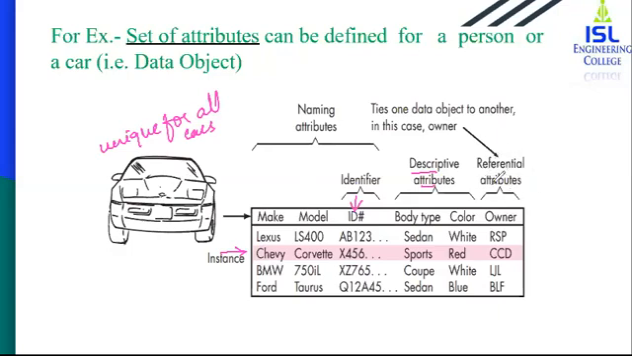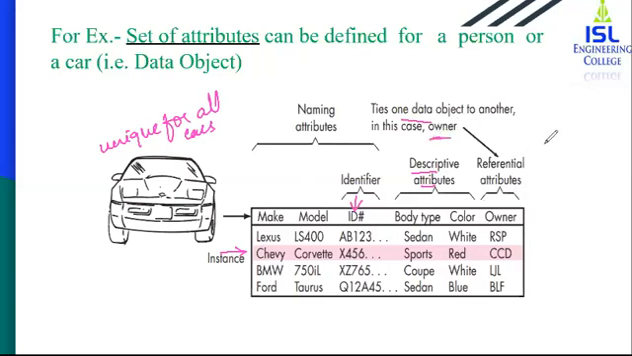Now these referential attributes, you can take from another table. You can have another table that has all the owners for the different models of the cars. So based upon that, the owners, this is your referential attribute. Now this ties one data object to another, in this case, the owner.